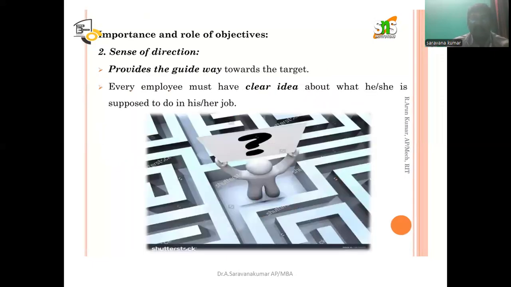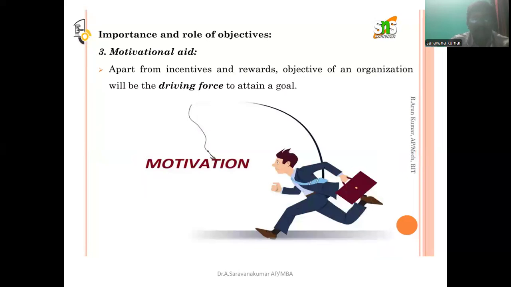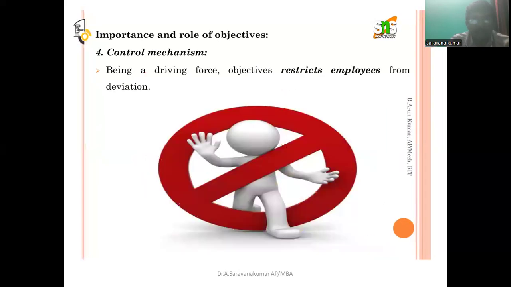Sense of direction. So you know the direction. They provide the guide way towards the target. Every employee must have a clear idea about what he or she is supposed to do in his or her job. It's very, very important. Motivation aid, because motivation induces the employee to do any work or to achieve any objective. Apart from incentives and rewards, objectives of an organization will be the driving force to attain a goal. Control mechanism, being a driving force, objectives restrict the employees from deviation. So don't deviate, only focus on work.